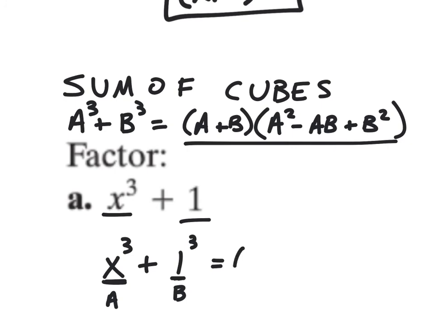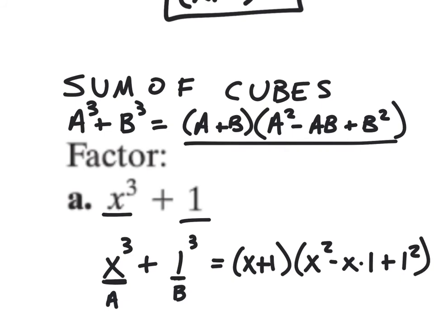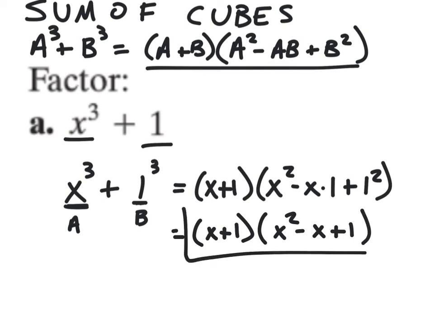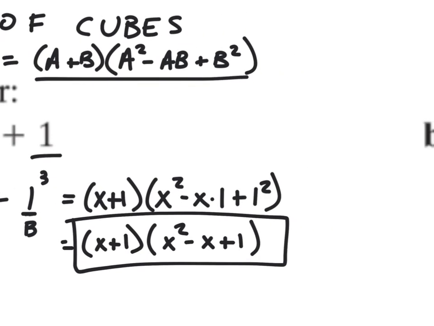So I'm going to be left with x plus 1 times x squared minus x times 1, and then plus 1 squared, all right? And so what we want to do is simplify this, okay? And so this is just going to give me x plus 1 times x squared minus x plus 1. And this, my friends, has been factored. Now, we can't factor this any further, okay? And that's not going to work if we try, all right?